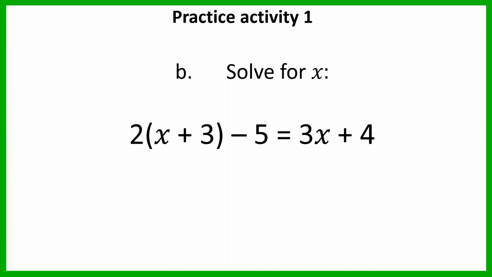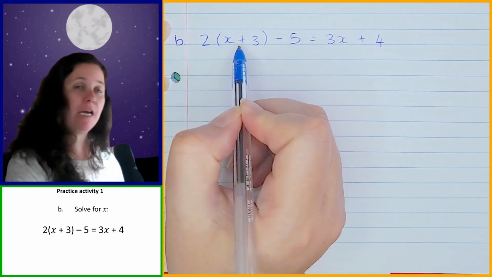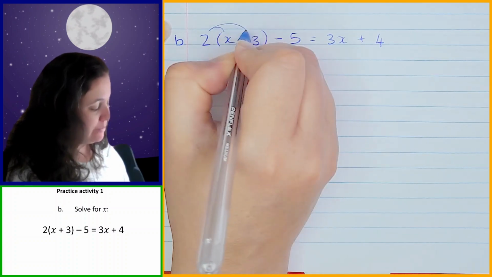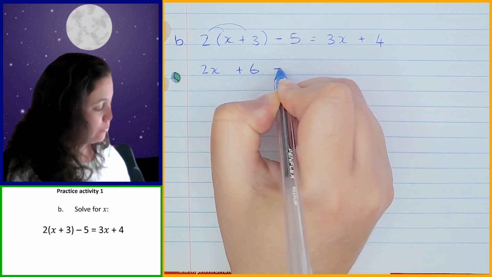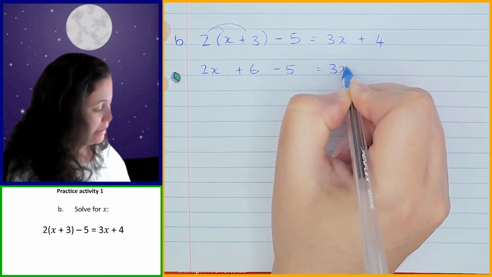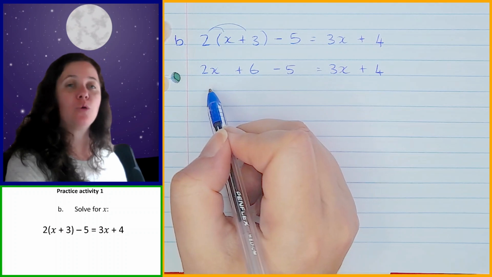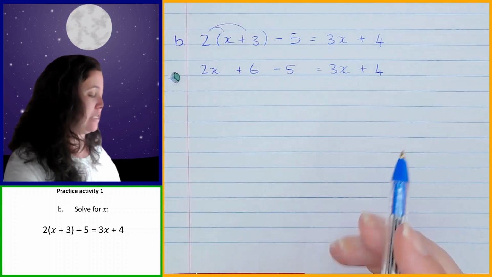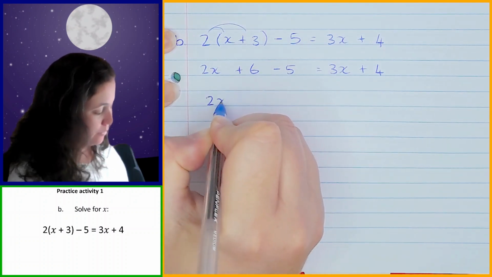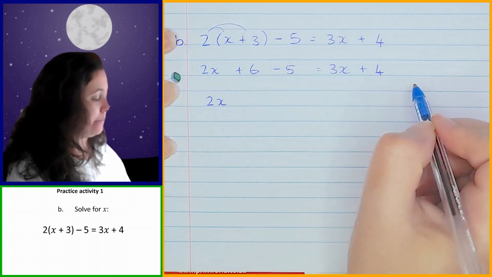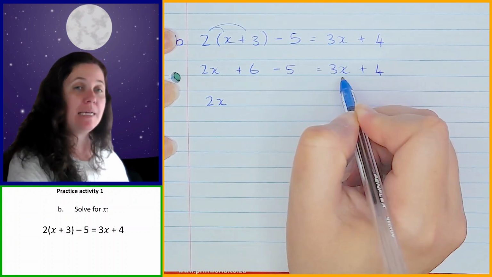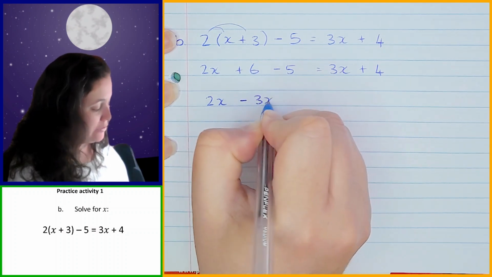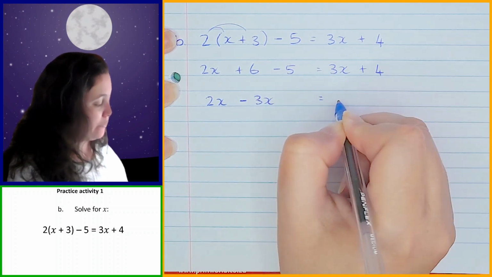Okay, let's go through that question. So first I need to multiply out my brackets over here. So 2 times x is 2x, and then 2 times 3 is plus 6. Then I've got minus 5 equal to 3x plus 4. Okay, so once I've done that, I need to get all the terms with x on one side and all the terms without x on the other side. So I have 2x over here. Then I'm going to get rid of these over here, and then I'm going to put them over there. Then over here, I've got 3x I need to get rid of, so I'm going to subtract 3x on this side, which means I need to subtract 3x on the left as well. Equal to, then over here I've got 4.